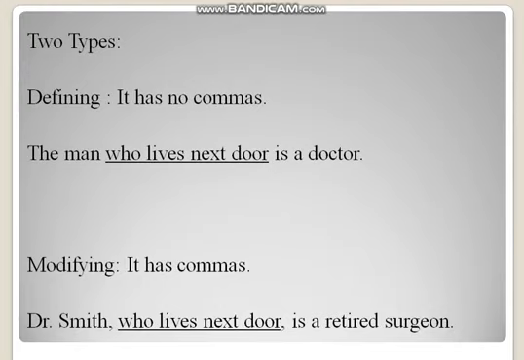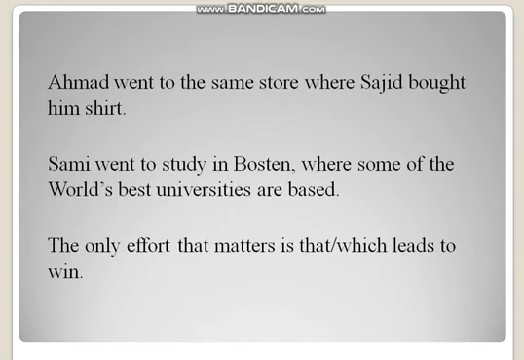Then we have some other types of adjective clauses. Ahmad went to the same store where Sajid bought him a shirt. So here, starting from where, it is an adjective clause: where Sajid bought him a shirt. Why? Because it is modifying which store. Ahmad went to the same store. It is modifying the store, that is a noun, where Sajid bought him a shirt.